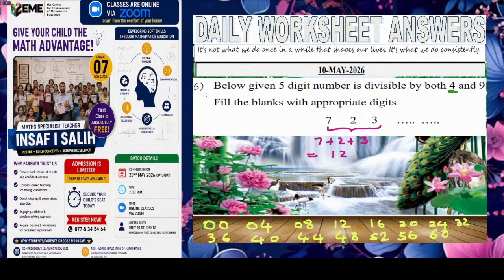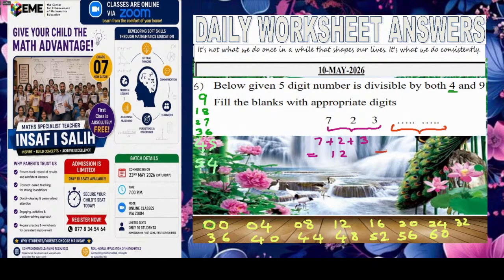That's 9, 18, 27, 36, and the list keeps on going. 45, 54, and so on. So to get a multiple of 9 when we add the digits, what should be the addition of the two digits what we are writing here?